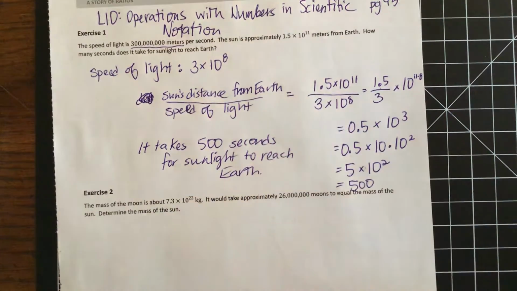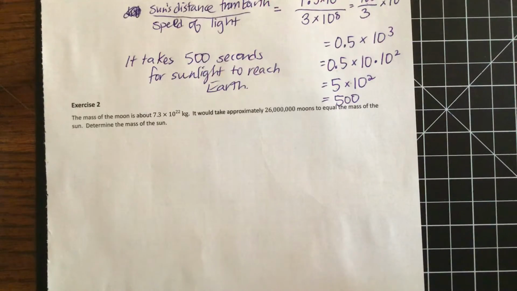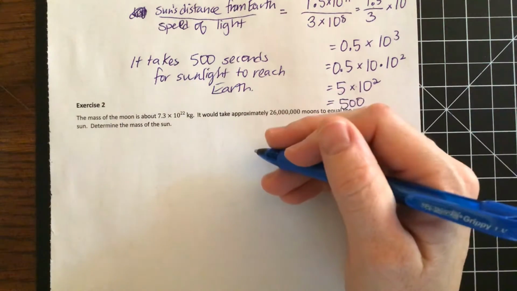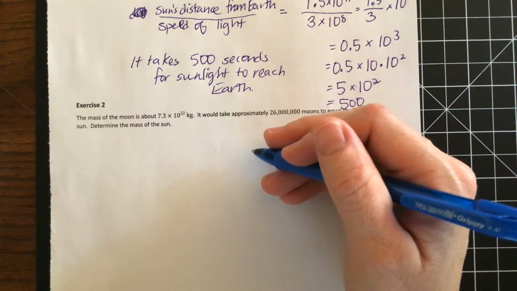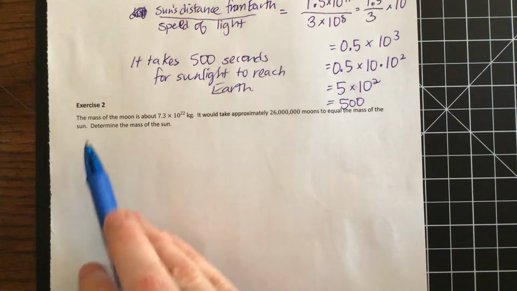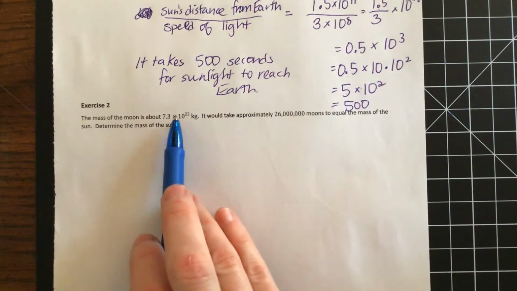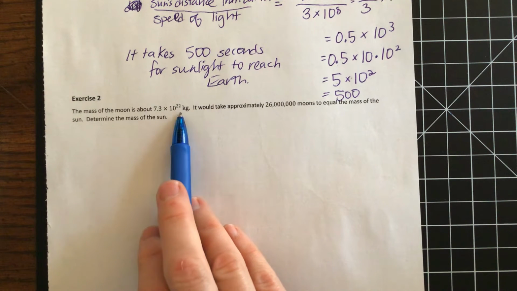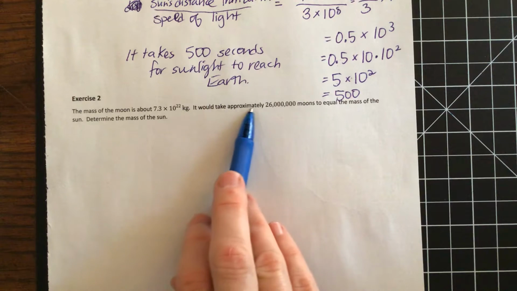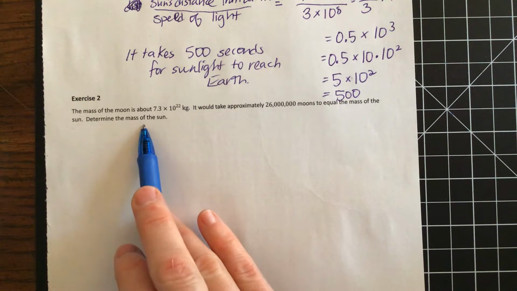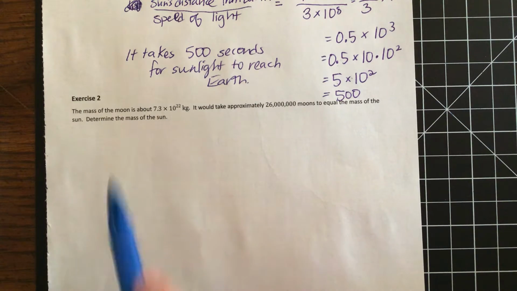Okay, great. Exercise 2 says the mass of the moon, right? We're working in space right now. Space has a very large magnitude of numbers, so that is a place that you frequently see scientific notation. So the mass of the moon is 7.3 times 10 to the 22nd kilograms. It would take approximately 26 million moons to equal the mass of the sun. Determine the mass of the sun.